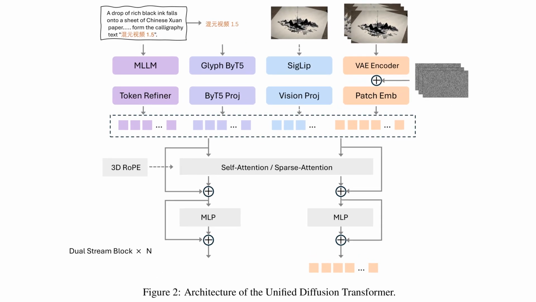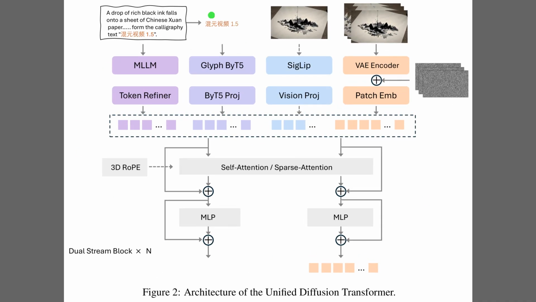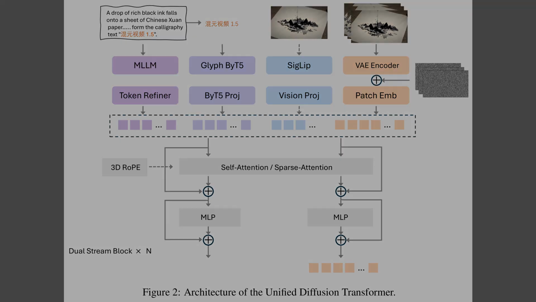Well, Figure 2 shifts from captions to the core generator and shows the unified diffusion transformer that powers all the text-to-image, text-to-video, and image-to-video tasks. Text first flows through multiple encoders, including a multimodal language model and a glyph-aware ByT5 path, while images pass through a video autoencoder and vision projector. Their tokens merge into a shared sequence that enters stacked dual-stream blocks, where 3-dimensional rotary position encoding and either dense or sparse attention model space and time together.